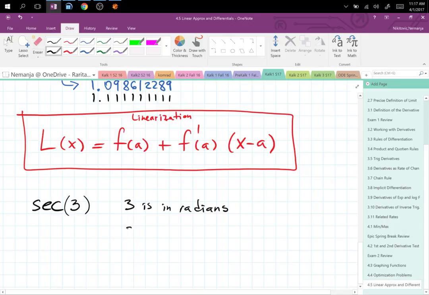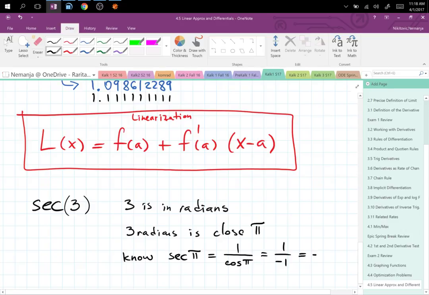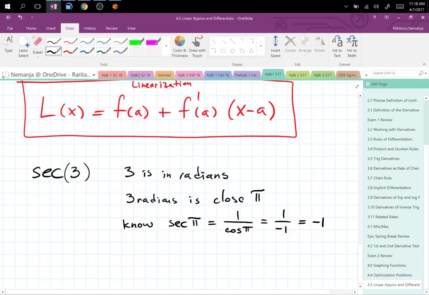Well, 3 radians is close to pi. So what I know is secant of pi. Secant of pi is 1 over cosine of pi. Cosine of pi is, very good, -1. So the whole thing is -1, and I have a pair, pi and -1. So that's my value.